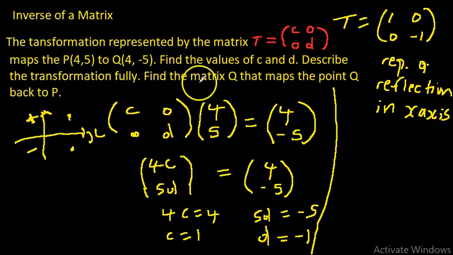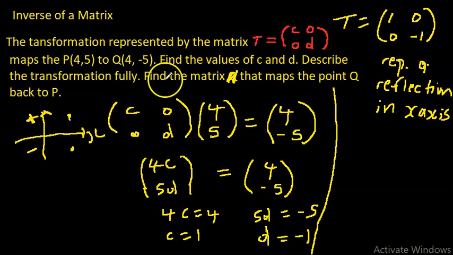And we're asked now to find the matrix Q. The question should read: find the matrix that maps the point Q back to P. The matrix is not Q, because the point Q and matrix Q can't be the same thing, can it? So find the matrix that maps the point Q back to P.